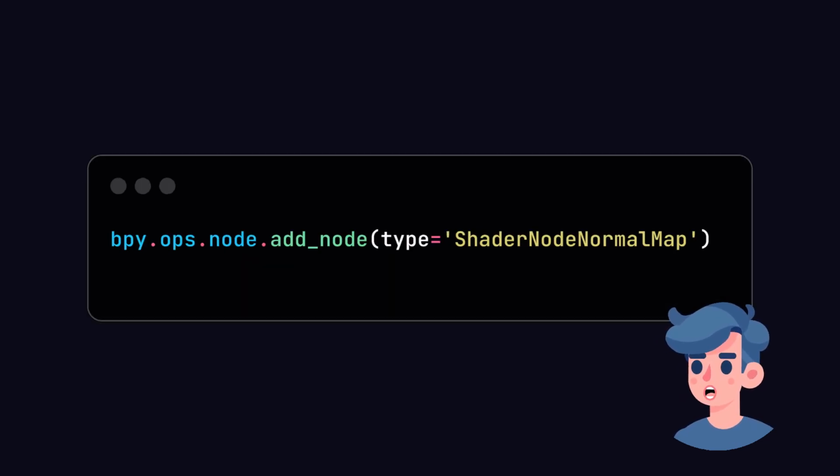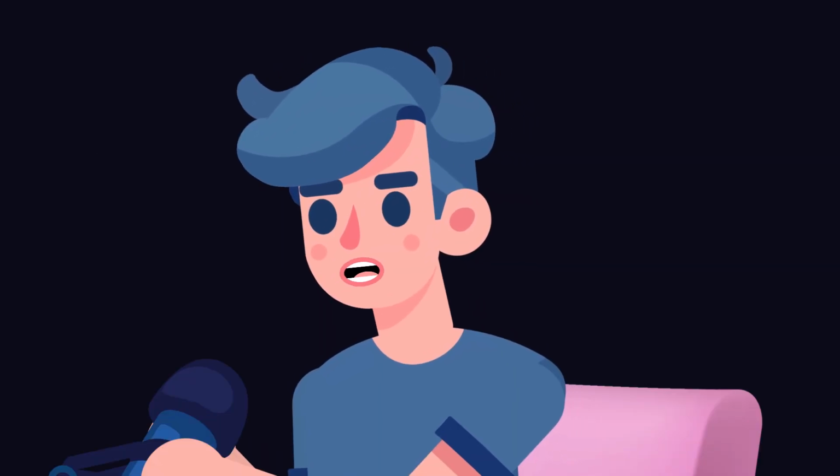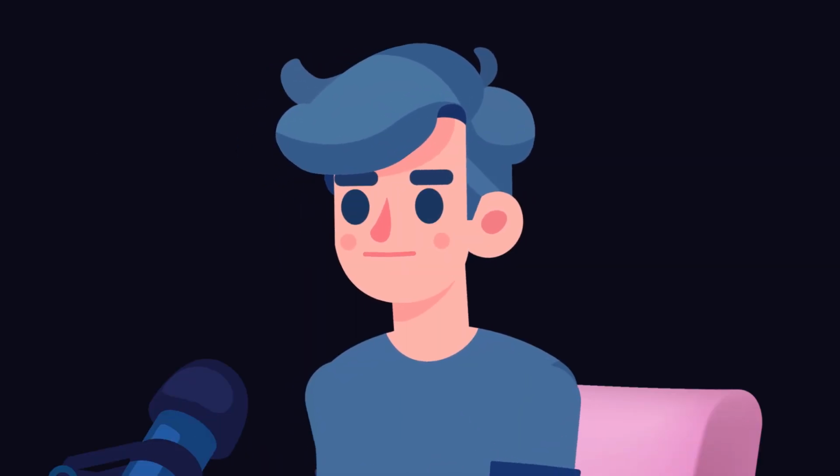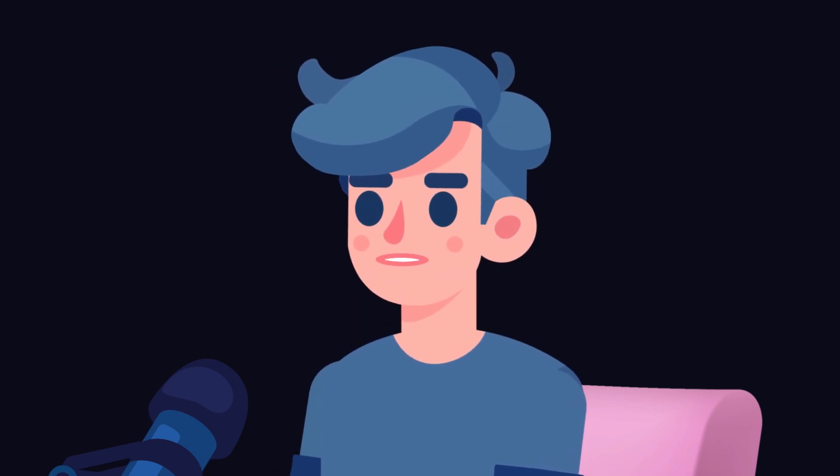To connect the normal map, add a normal map node. Connect the color output from the normal map image texture to the color input of the normal map node. After connecting it, link the output of the normal map node to the normal input of the Principled BSDF. This should add a nice level of detail to your texture.